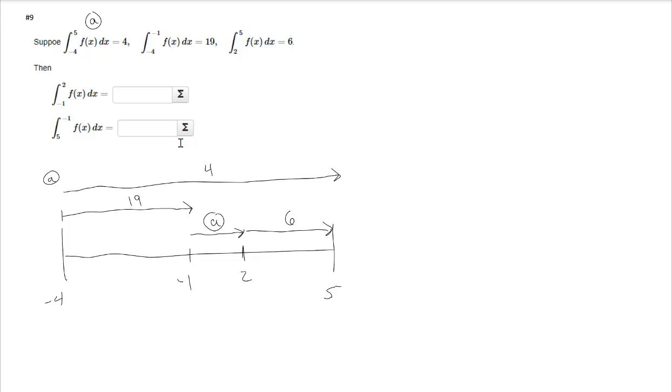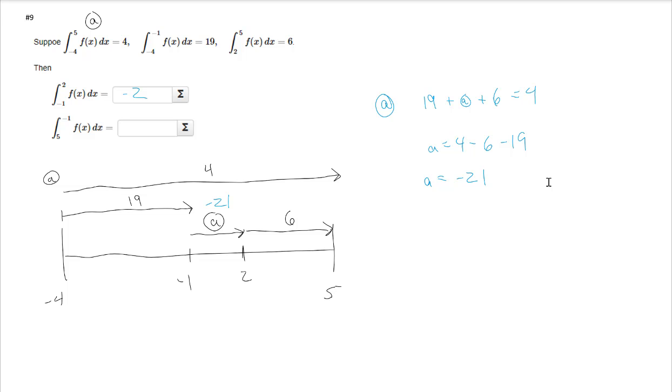Okay, that's a little bit weird. Now, what number do we have to put right here so that 19 plus A plus 6 is equal to 4? Well, that's an easy algebraic equation, right? We have 19 plus A plus 6 is equal to 4. So A is equal to 4 minus 6 minus 19. So A is equal to -2 minus 19, -21.